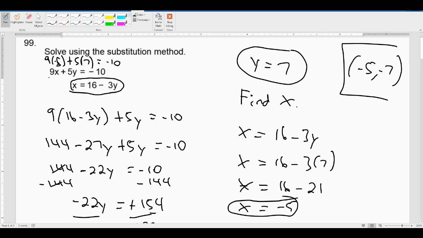9 times negative 5 is negative 45. 5 times 7 is 35. And negative 45 plus 35 is negative 10. And what that means is it checks out. See that? Negative 10. So negative 5, 7 is the solution.